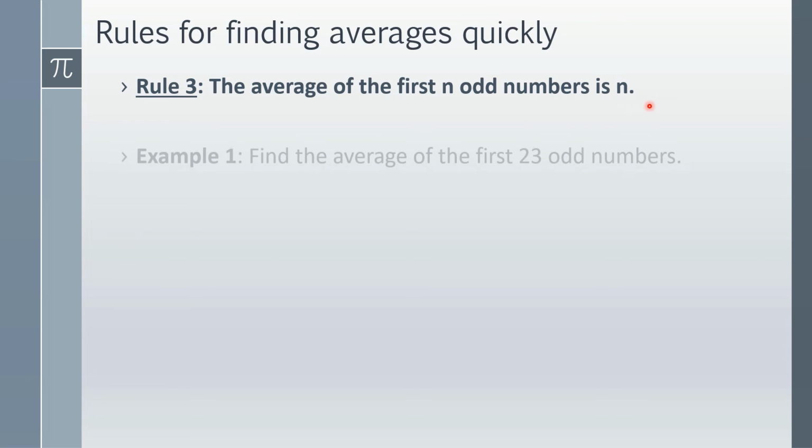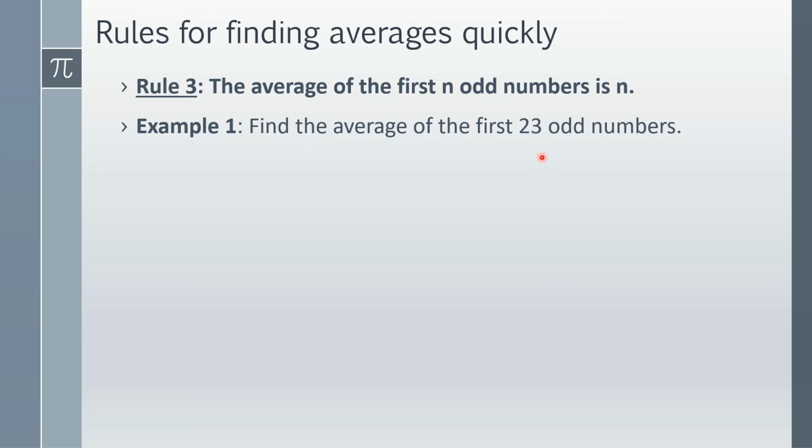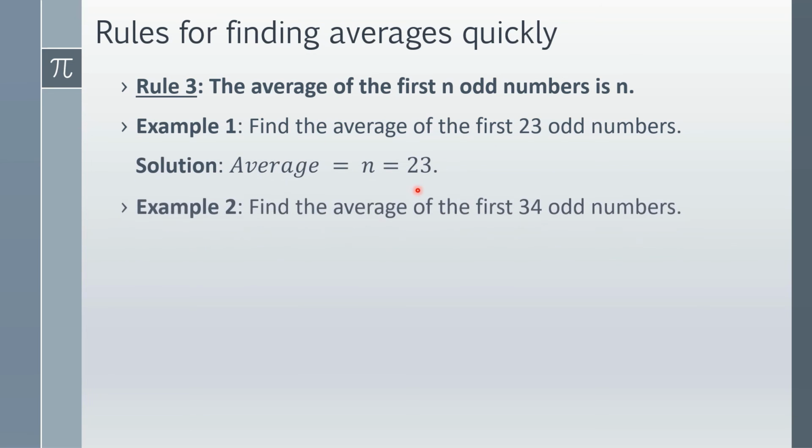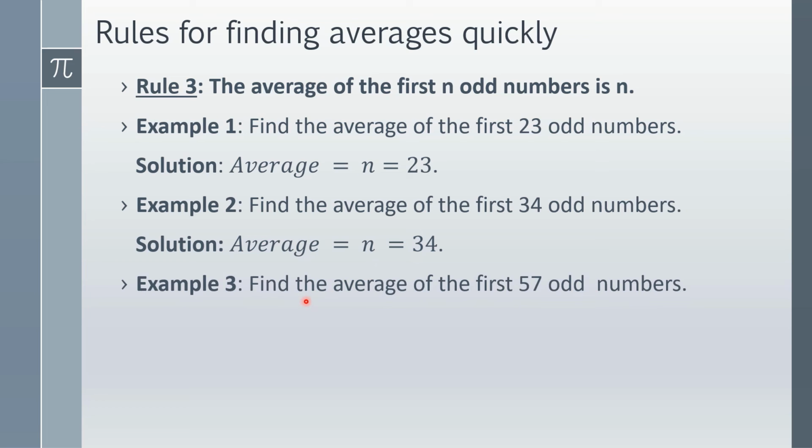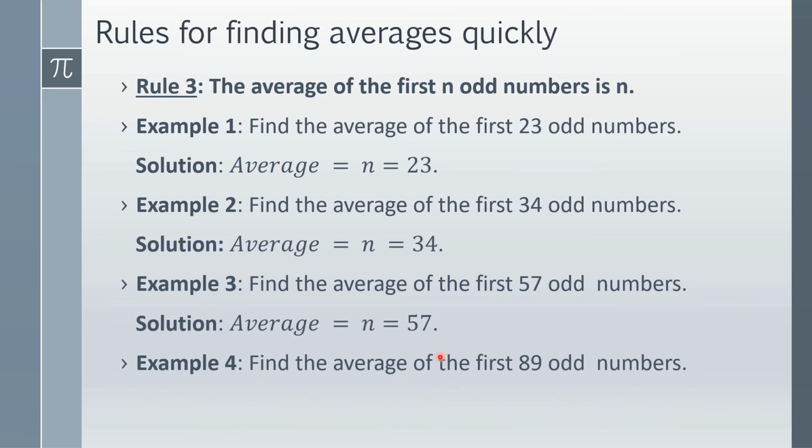So it's very easy. To find the average of the first 23 odd numbers, the average will be 23 itself. Find the average of the first 34 odd numbers, the average will be 34 itself. To find the average of the first 57 odd numbers, the average will be 57 itself. And if you want to find the average of the first 89 odd numbers, the average is going to be 89 itself. So the rule is, the average of the first n odd numbers is nothing but n.